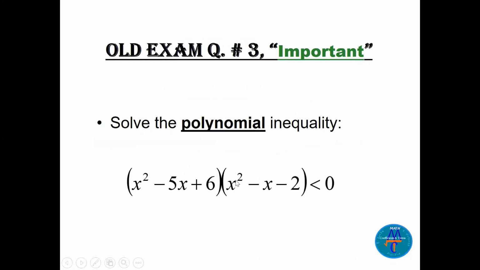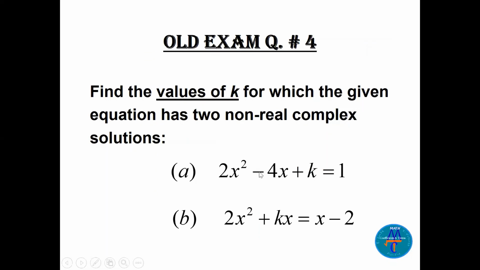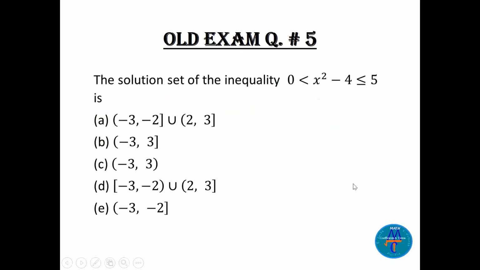This one is a polynomial. You have to think, well, how do you do that? Number 3, you have to make a factoring, table, etc. This one, read it please. Find the values of k for which the given equation has non-real complex solution. This is a quadratic equation. Each one has complex or non-real solution. Find the values of k. You have to work with discriminant.